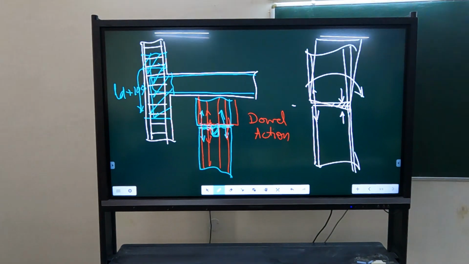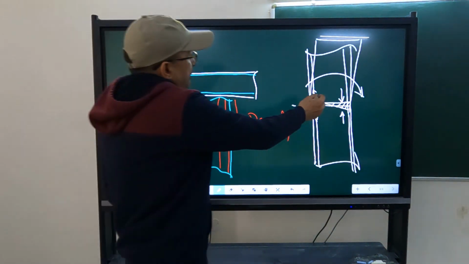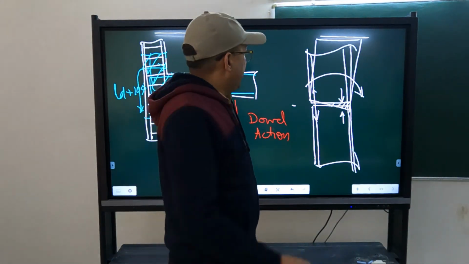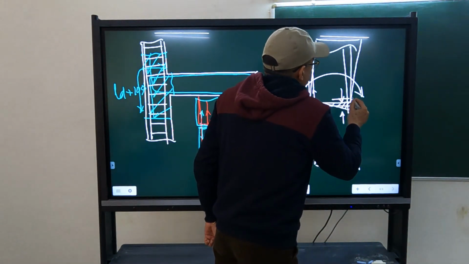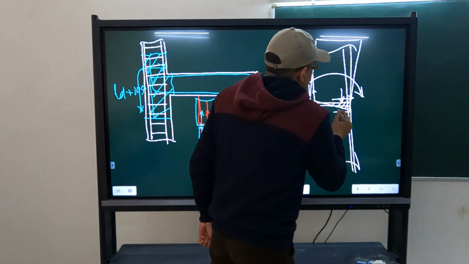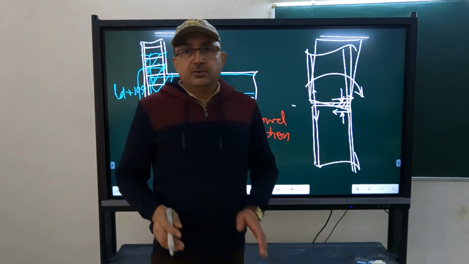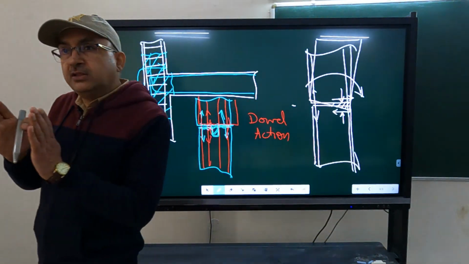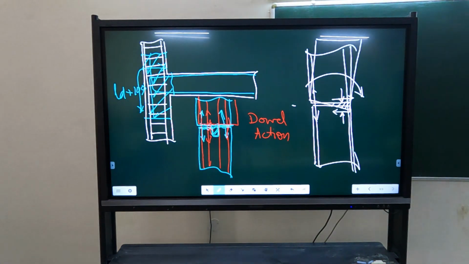We do not depend on concrete to transfer the tension. Compressive force will be transferred here, and this compressive force will give resistance for shear. So resistance for shear will act only in this portion. That's why we will see it later.